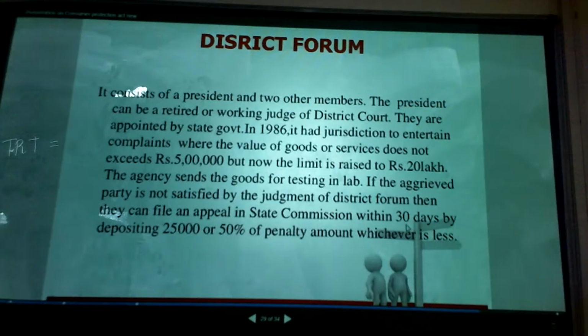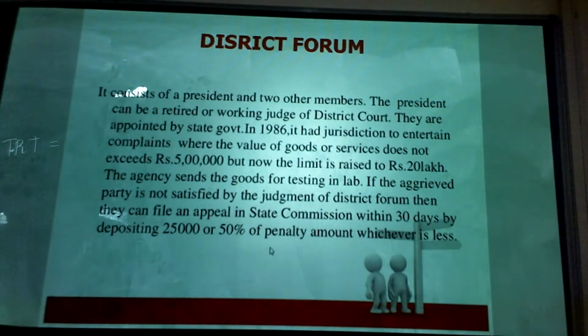That process is very simple. When you enter the state commission, within 30 days you must deposit 25,000 or 50% of the penalty amount, whichever is less. Suppose you are not getting the right compensation. Suppose I enter the district forum needing 15 lakh rupees in compensation, but they sanction only 5 lakh rupees. I am not satisfied, because my expectation was 15 lakh compensation but they sanctioned only 5 lakh. That is why I am going to the next level, the state.